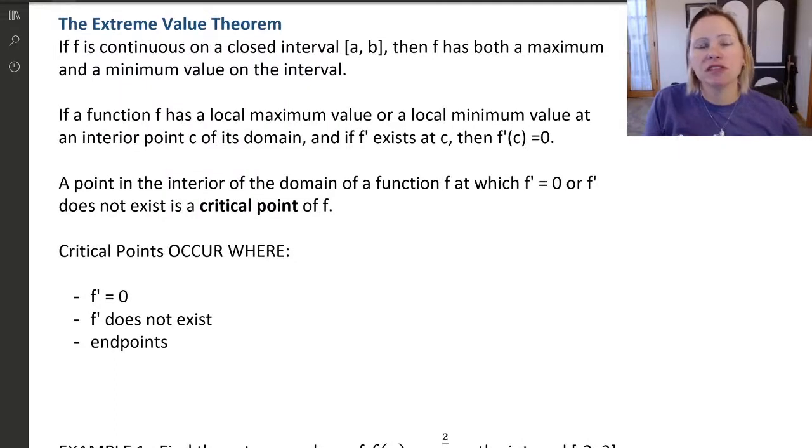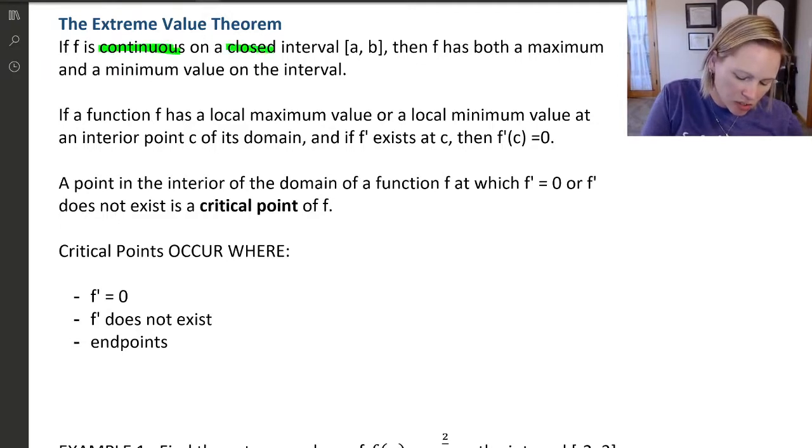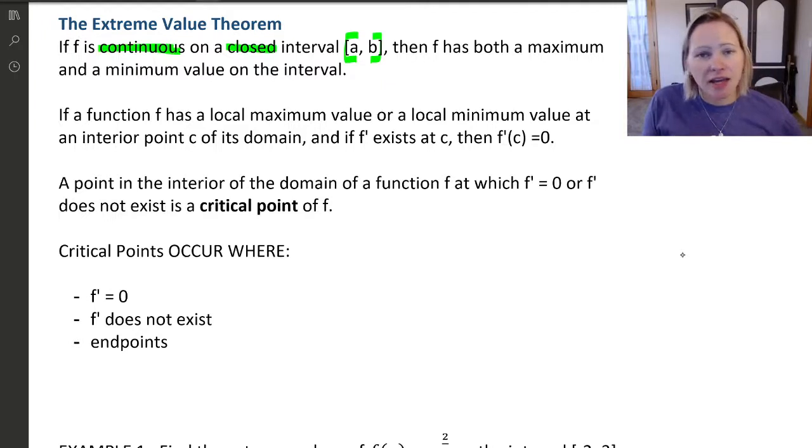It says if f is continuous, so that's one criteria that needs to be met. We have to be continuous and connected on a closed interval. So you have to have these square brackets here. Then you are guaranteed f has both a max and a min on that interval. Sometimes it's the endpoints and sometimes it's an interior point.